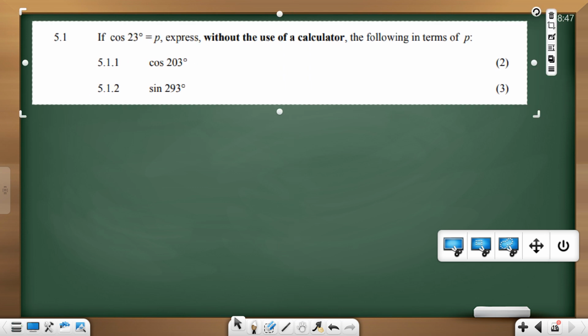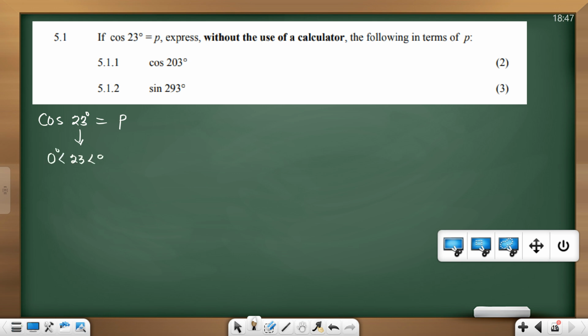If cos 23, before you start writing, please look at this. Cos 23 degrees. There are two things here. Number one, 23 is smaller than 90. All right? 23 degrees is smaller than 90. So I know already I am in quadrant 1. That's where you get 23 degrees and acute. Now, this P is not just P. Please see it as P over 1, because it's a ratio. There's something they are telling you.